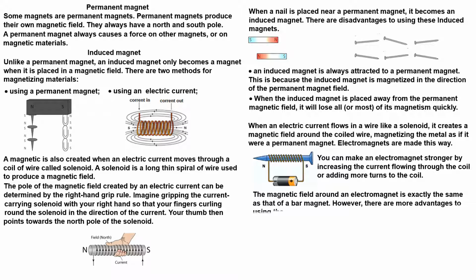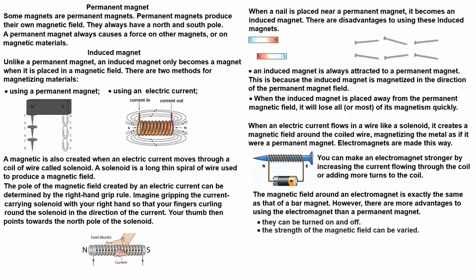However, there are more advantages to using the electromagnet than a permanent magnet. They can be turned on and off. The strength of the magnetic field can be varied. The magnetic field can be reversed by reversing the current, turning the battery around.